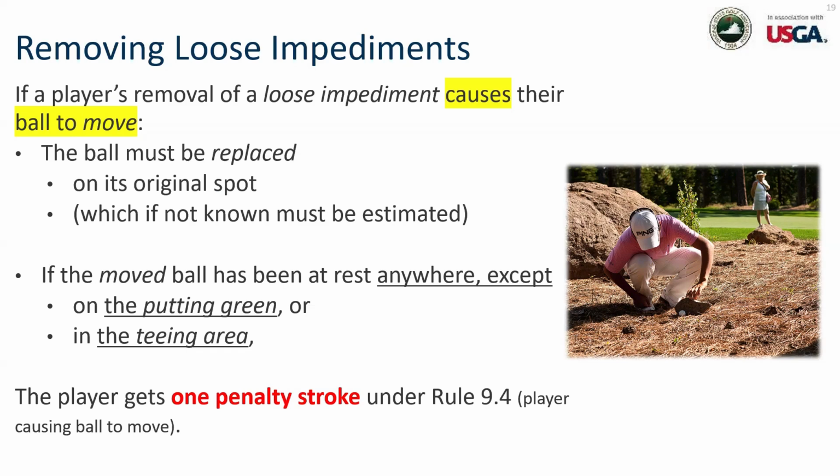If you didn't know exactly where it was, the rules say you estimate it. But on the putting green and the teeing area, you don't get a penalty. Those are the two protected areas where we have a little bit more leniency when it comes to moving loose impediments. Again, on the putting green, accidental movement is no penalty now, so that falls under this. If you were to move a leaf that moved your ball, no problem. Just put that ball back where it was on the putting green.